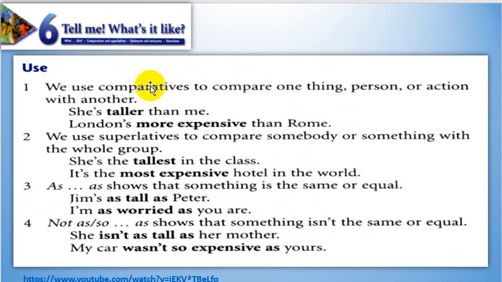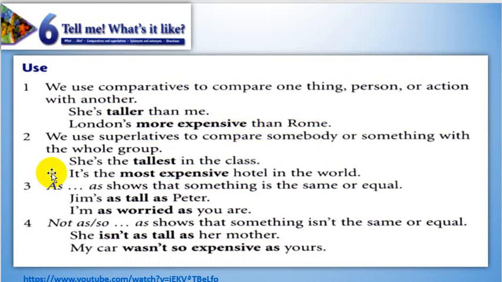We use the comparatives to compare one thing, person or action with another. صيغة التفضيل. صيغة المقارنة comparative نستخدمها للمقارنة بين شيئين، شخصين أو فعلين. She's taller than me. لذا نستخدم than، يعني مقارنة، إنها أطول مني. London's more expensive than Rome.